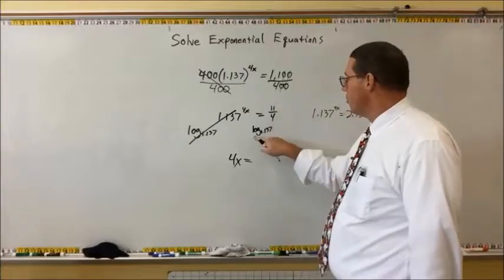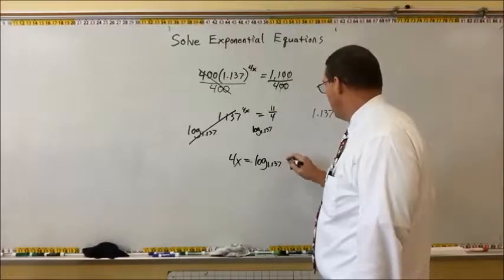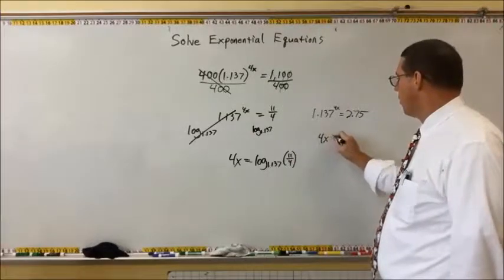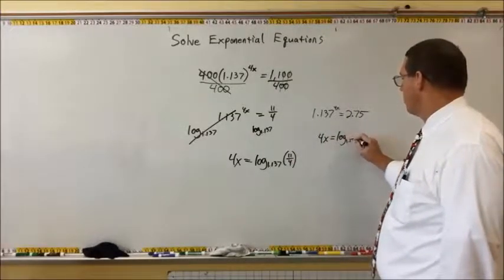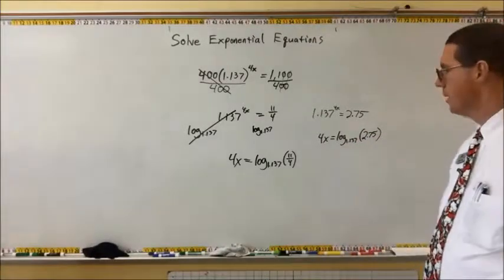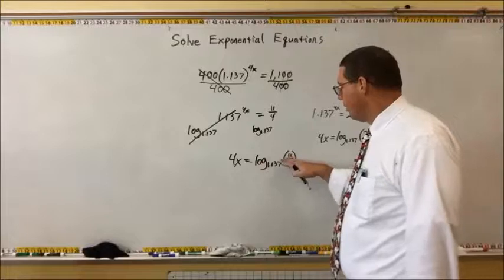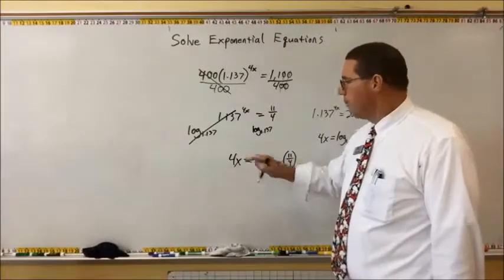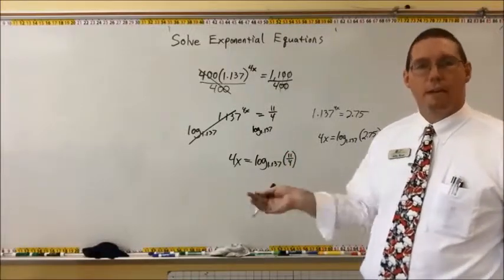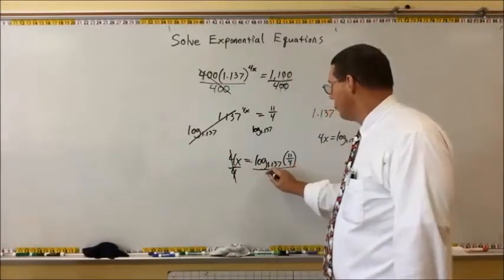4x equals, over here we have log base 1.137 of 11 over 4. Or maybe you did it another way and you wound up with 4x equals log base 1.137 of 2.75. And that's fine too. It'll be the same thing. Now, at this point, you can either plug this in your calculator and get a number, or you can divide by 4 first. I'm going to divide by 4 first. I like to do all my figuring, all my algebraic work first, then punch it in a calculator. So we'll divide by 4 here to cancel the 4. That means we have to divide by 4 here.